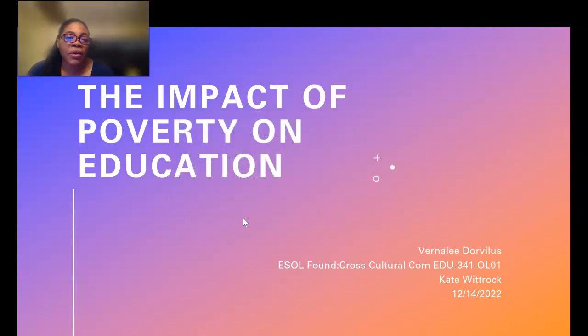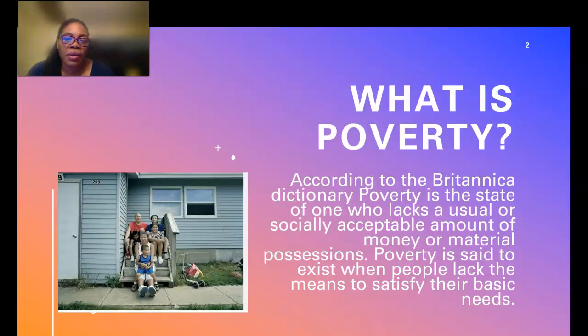The impact of poverty on education. What is poverty? According to Britannica Dictionary, poverty is a state of one who lacks a usual or socially acceptable amount of money or material possessions. Poverty is said to exist when people lack the means to satisfy their basic needs.